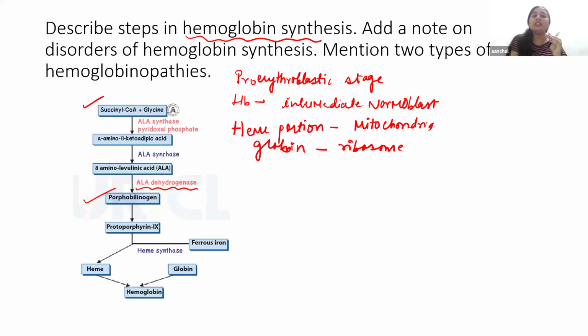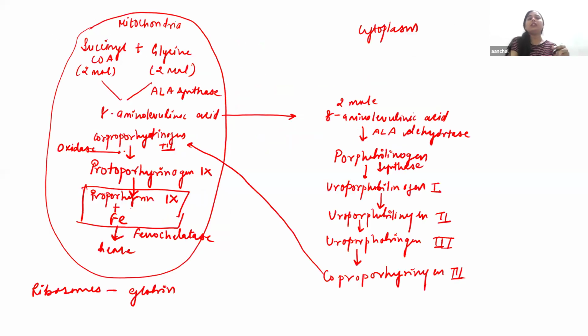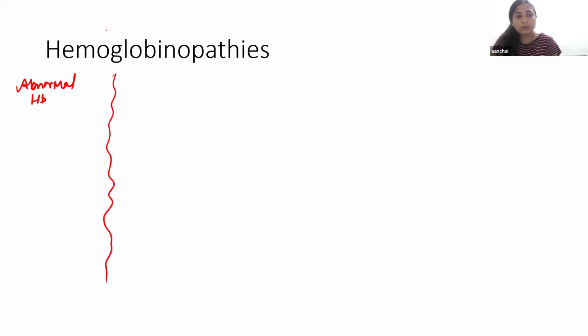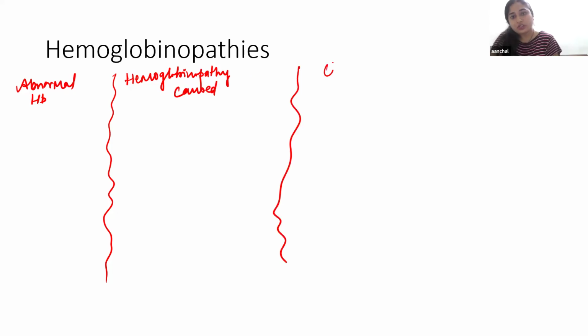Now next we have the disorders of hemoglobin synthesis, and we have to know about the hemoglobinopathies, right? In this, we're going to know about the different abnormal hemoglobins, the hemoglobinopathy, cause, and finally changes in hemoglobin structure.